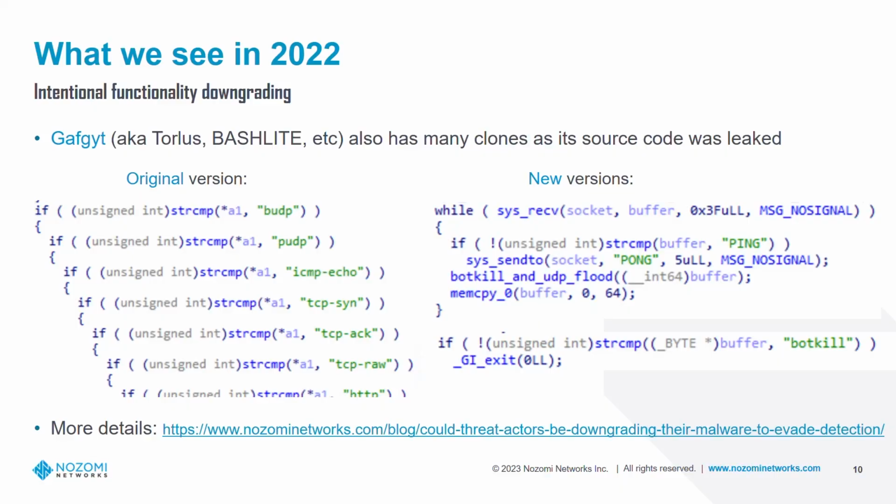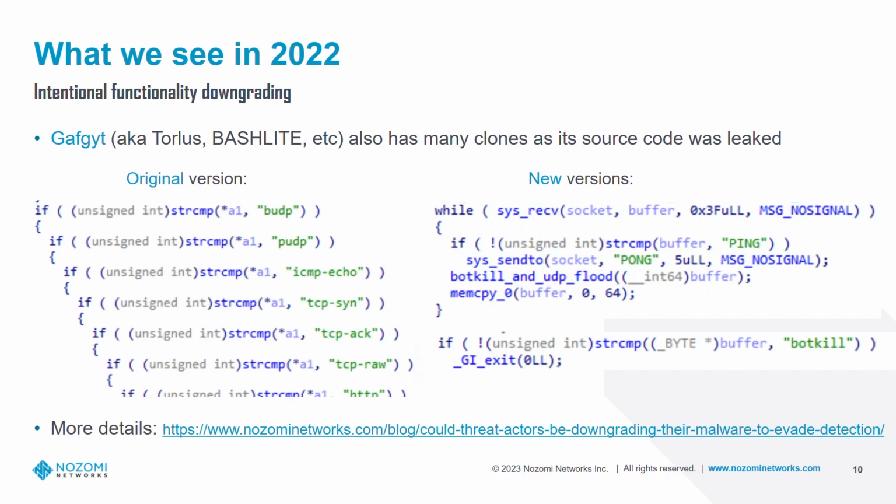Not always. If we take a look at another great example of a malware family whose source code became publicly available, Gafgyt, also known as Torlus or Bashlite, it has so many names. It was leaked even before Mirai source code. On the left, you can see the original version. You can see lots of different commands supported by it, so based on different protocols they can try to simulate when performing distributed denial of service attacks.